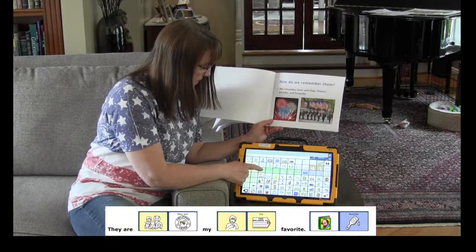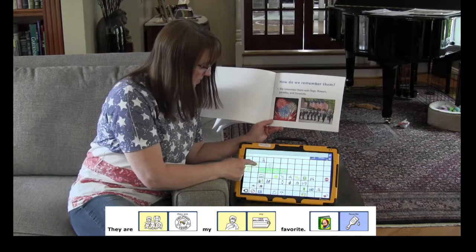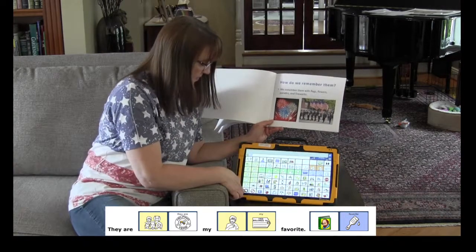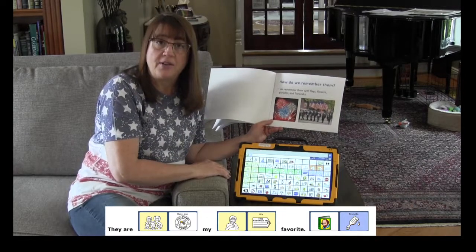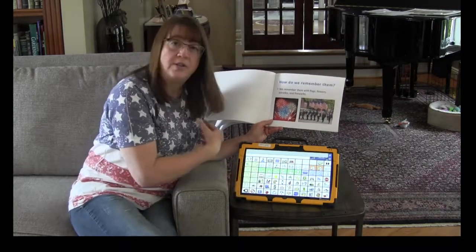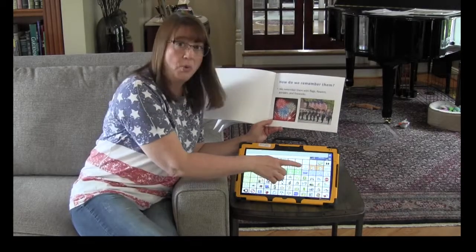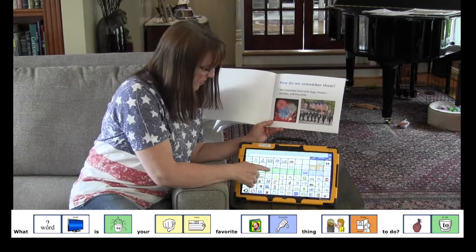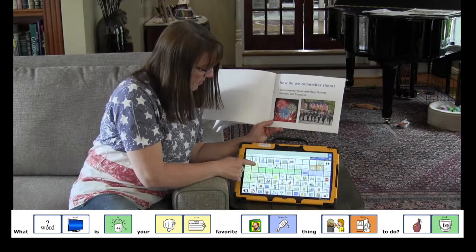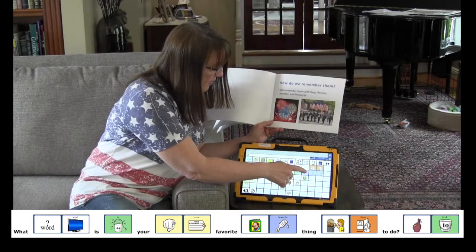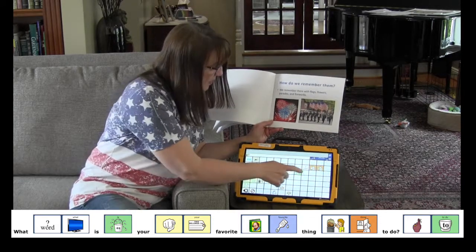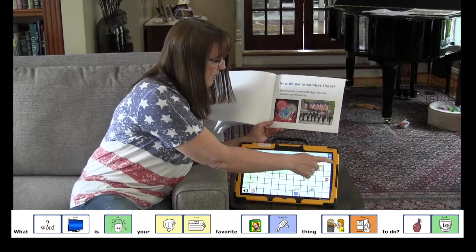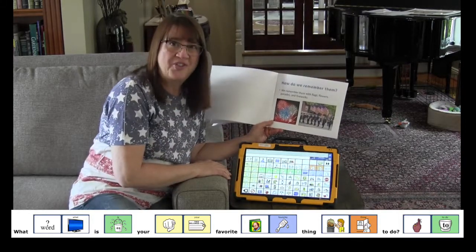They are my favorite. I have a question for you that's not in this book. I would like to know, what is your favorite way to celebrate Memorial Day? What is your favorite thing to do?